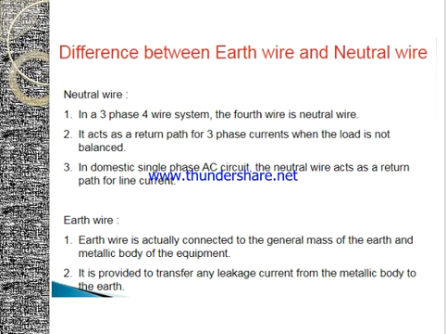It acts as a return path for the 3-phase currents when the load is not balanced. In a domestic single-phase AC circuit, the neutral wire acts as a return path for the line current. But the earth wire is actually connected to the general mass of the earth and the metallic body of the equipment. Its main purpose is to provide a path for the transfer of any leakage current from the metallic body to the earth. So this is the main difference between the earth wire and the neutral wire.